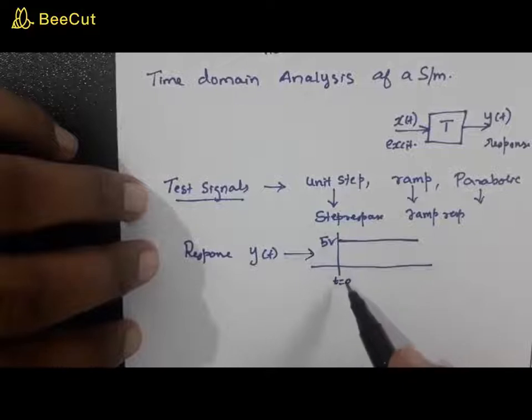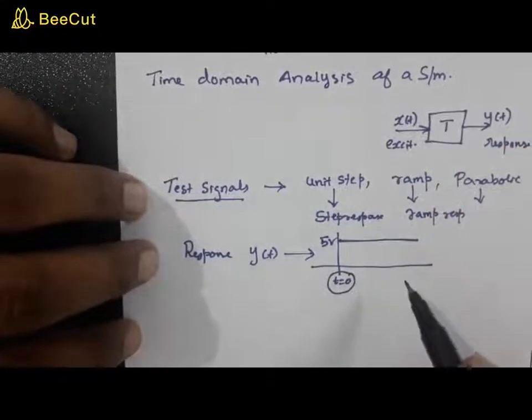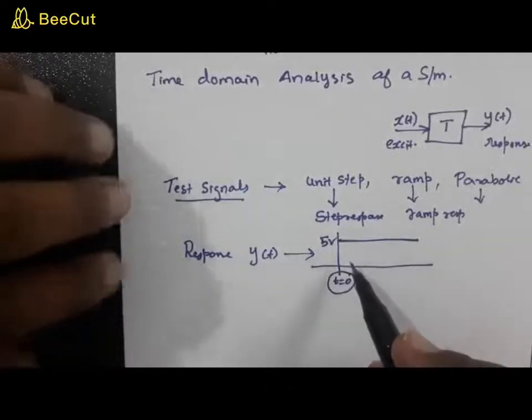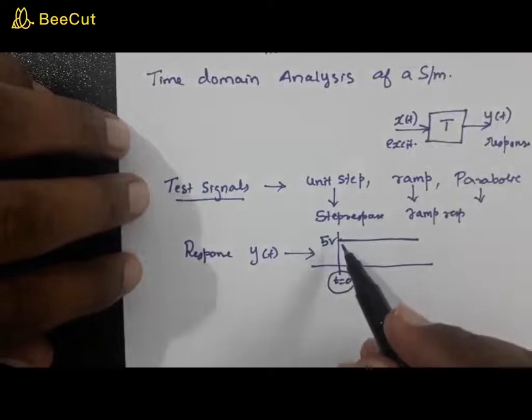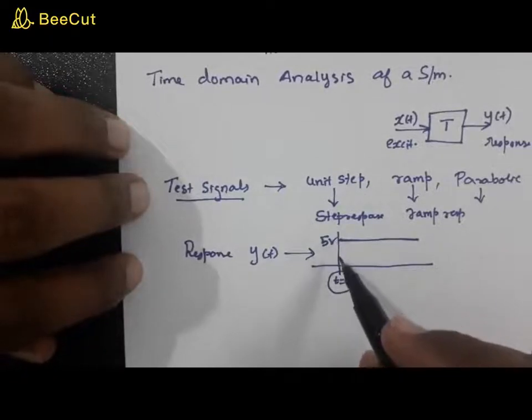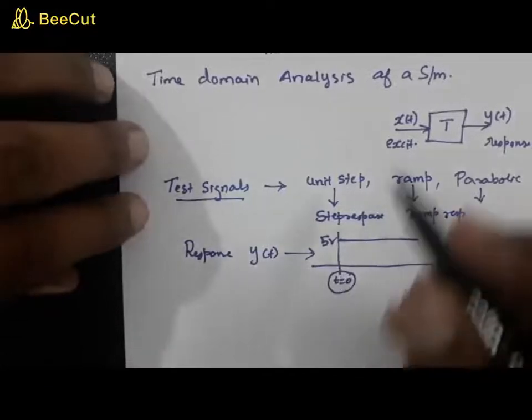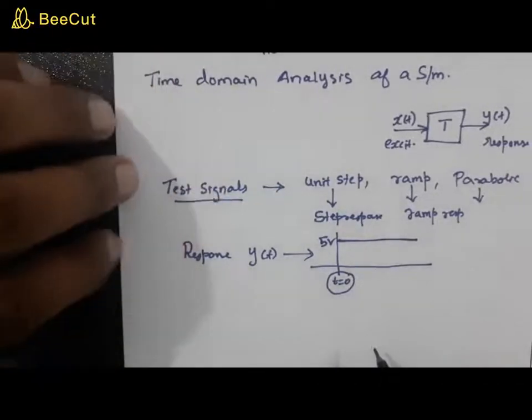What's the meaning of this? At this time, t is equal to 0, the input has been applied. That means this response gives you an idea that at t is equal to 0, the output switches to 5 volt even at the very moment at which you apply the input. So that happens only in an ideal case. It won't happen in a practical case.